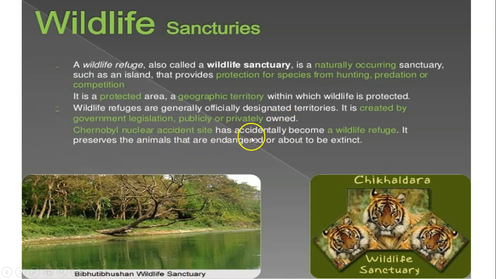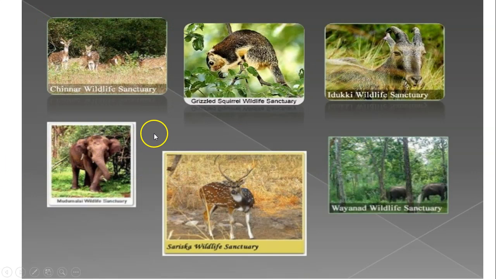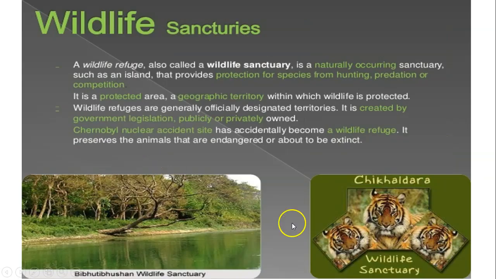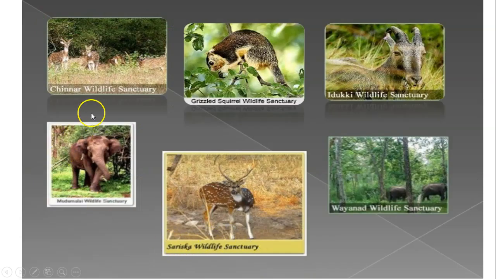Chernobyl nuclear accident site has accidentally become a wildlife refuge. It preserves the animals that are endangered or about to become extinct. Okay, here are some examples of wildlife sanctuaries: Chikhaldara Wildlife Sanctuary, Vibhuti Bhushan Wildlife Sanctuary, Chinnar Wildlife Sanctuary, Grizzled Squirrel Sanctuary, Idukki Wildlife Sanctuary, Wayanad Wildlife Sanctuary, and Sariska Wildlife Sanctuary, and another one is for the elephant.